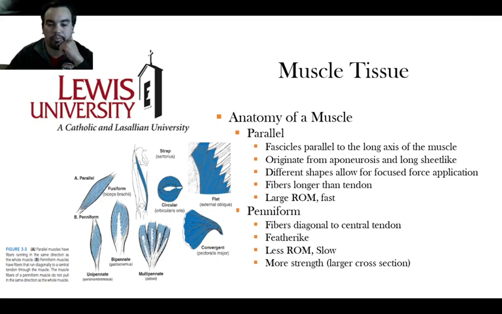Then you have pennate muscles, which are like feathers, you could almost think. The fibers run diagonal to the central tendon, and you typically get less range of motion out of those, and they're a little bit slower, but you get more power because there's a larger cross section. So you can see here in A, you get a parallel muscle where the muscle runs in the same line of pull as the tendon. So tendon here at the top, tendon at the bottom, and then the muscle fibers, you see the lines are arranged parallel, right in line.